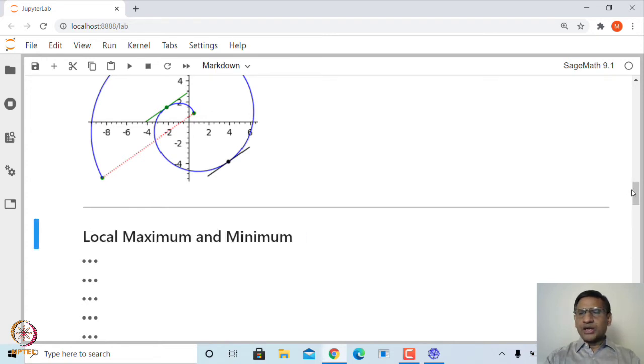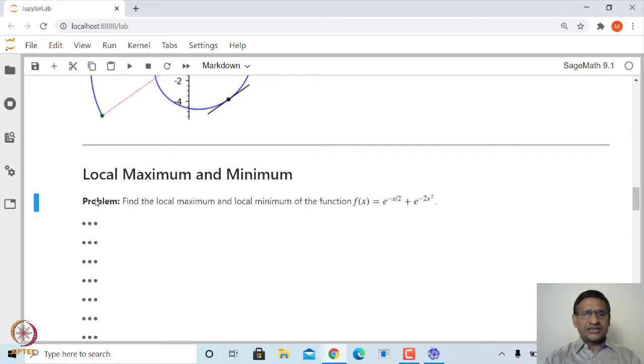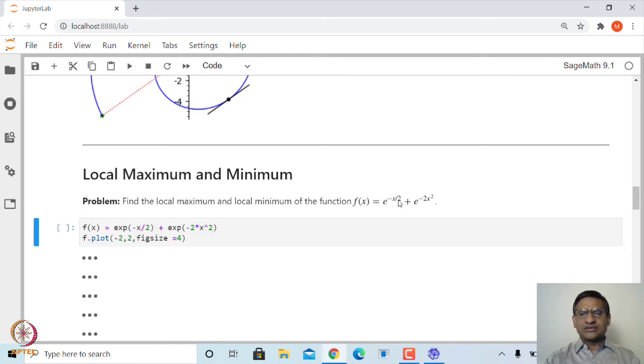Now, let us look at how to find local maximum and local minimum of a function, an application of the derivative. I am sure all of you know how to find local maximum and minimum using the first and second derivative tests. Let us take an example. Suppose you have the function e^(-x/2) plus e^(-2x^2), and we want to find local maximum and minimum either in some interval or on the entire line.